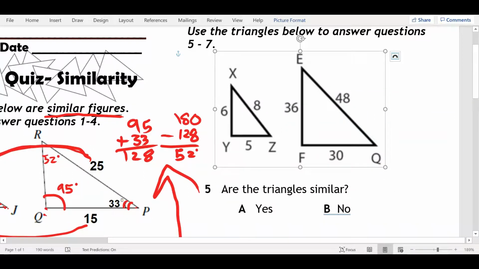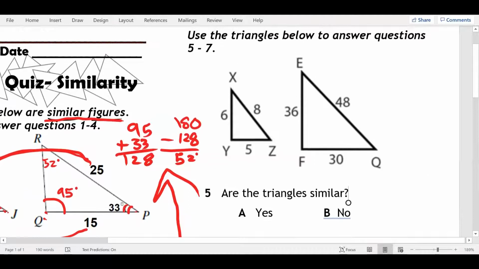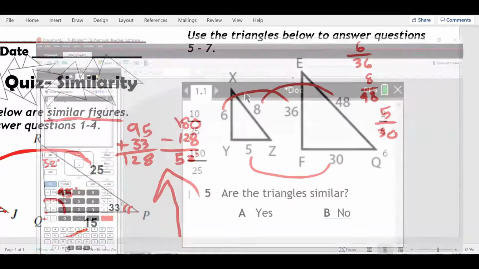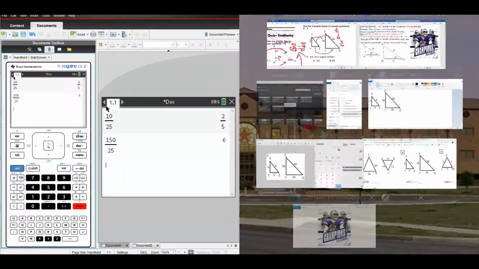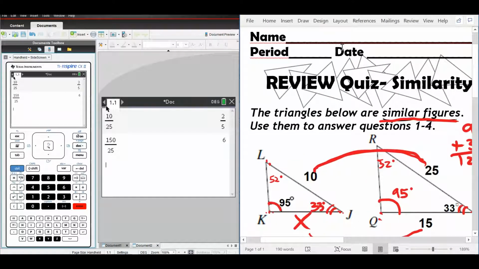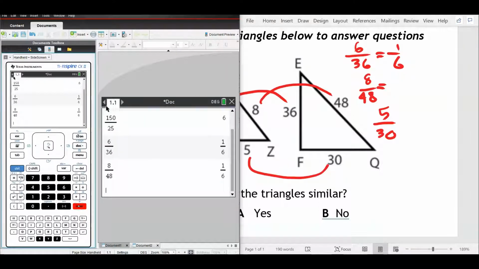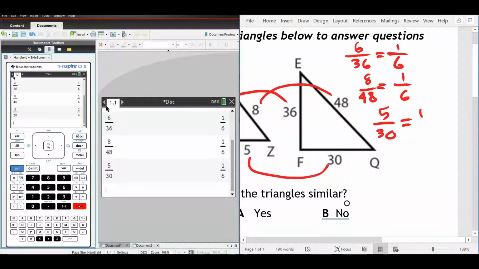Okay, so are the triangles similar? Now, if you remember from our notes, all you got to do is make these three fractions and see if they're the same. 6 goes to 36, right? 8 goes to 48. 5 goes to 30. What we want to know is, are all those going to be the same measurement? Okay, let's find out. 6 over 36 is 1/6. 8 over 48 is also 1/6. And 5 over 30 is also 1/6.